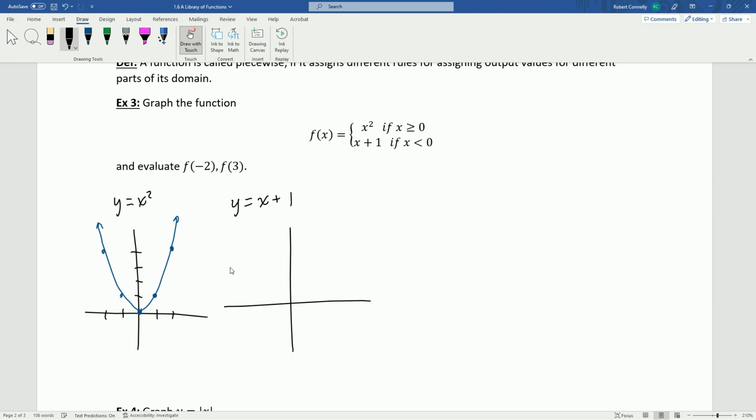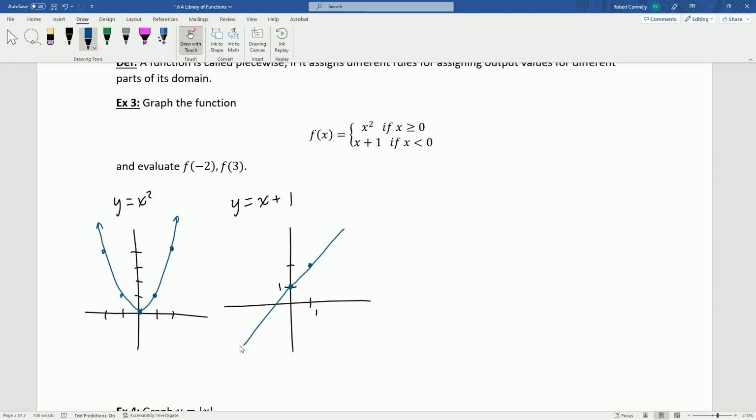And now I'm going to graph y equals x plus 1. So the y-intercept here is 1. The slope is 1. So I'm going to go over 1, up 1. And then this line looks like this.